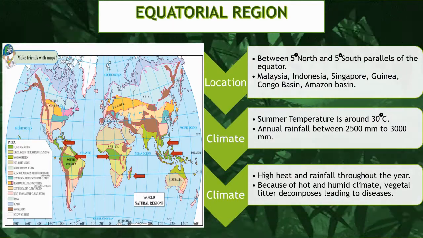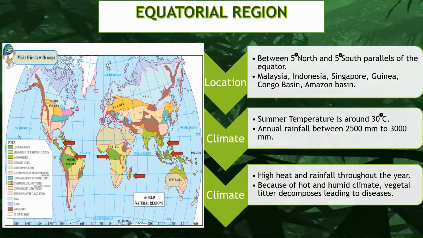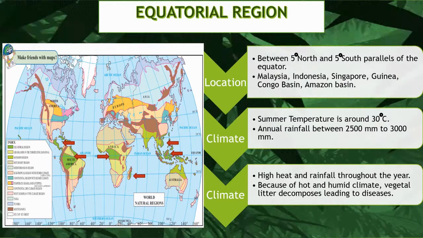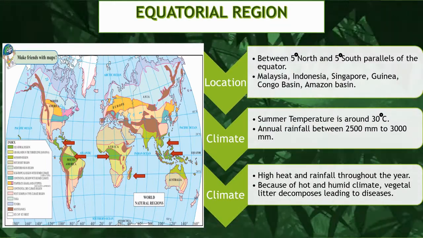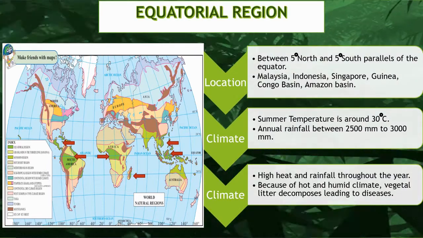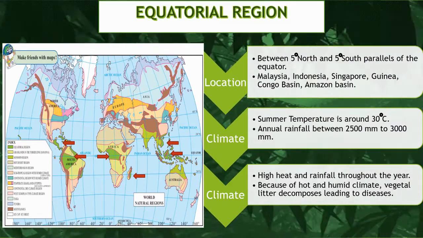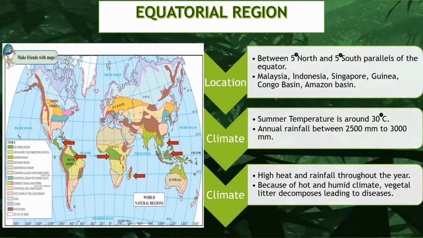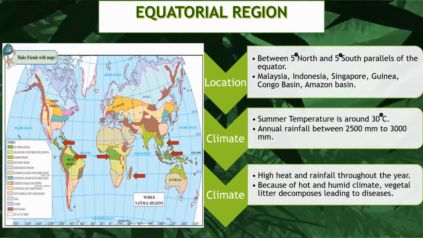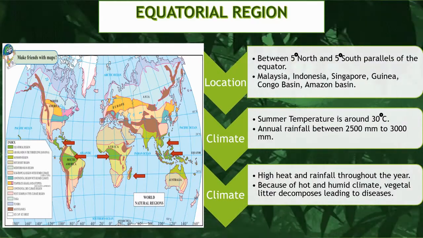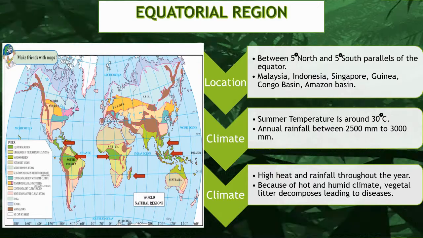Due to the hot and humid climate, vegetal litter decomposes, leading to different diseases. The meaning of vegetal litter basically is dry leaves, dead plants, soil that fall on the ground.